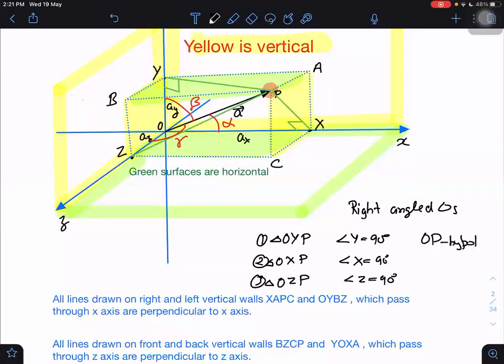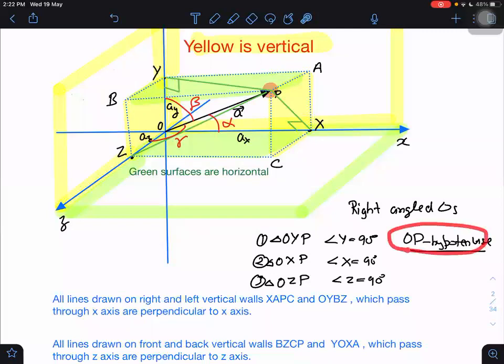OP is hypotenuse, right or not? Yes, sir. We know the body diagonal will always be the largest side as compared to all other sides. It is the longest side, so it has to be the hypotenuse only. If it is the hypotenuse, then in a right angle triangle, if I know the hypotenuse and one side, or the angle between the hypotenuse and that side, then I can get the side.